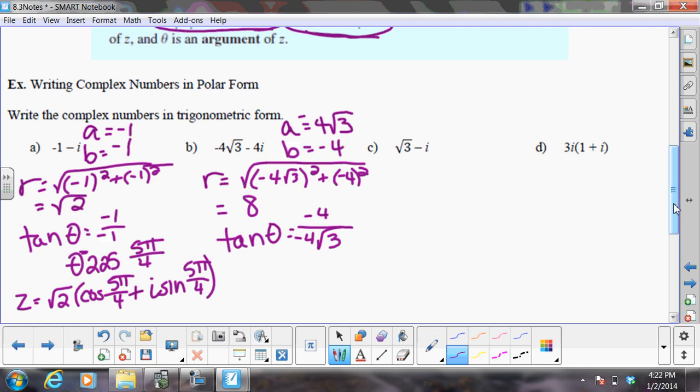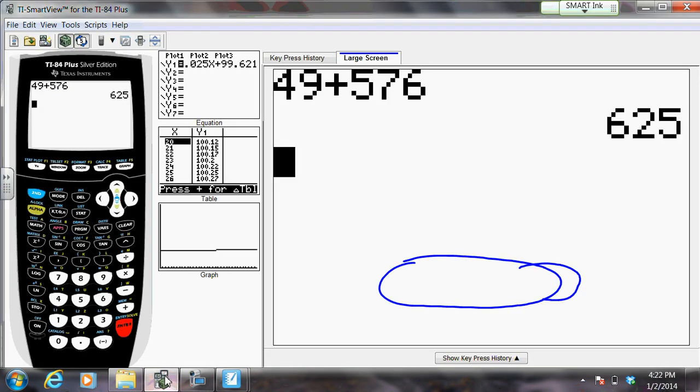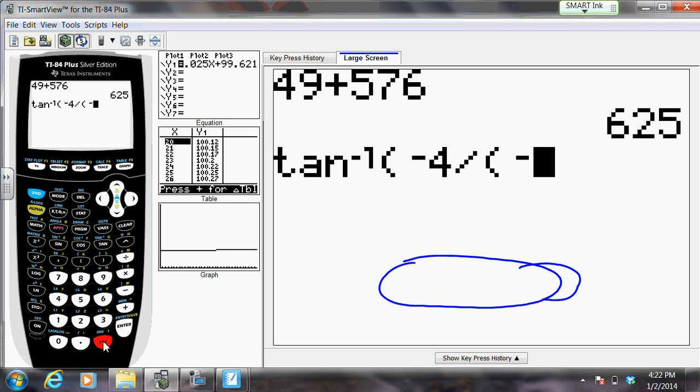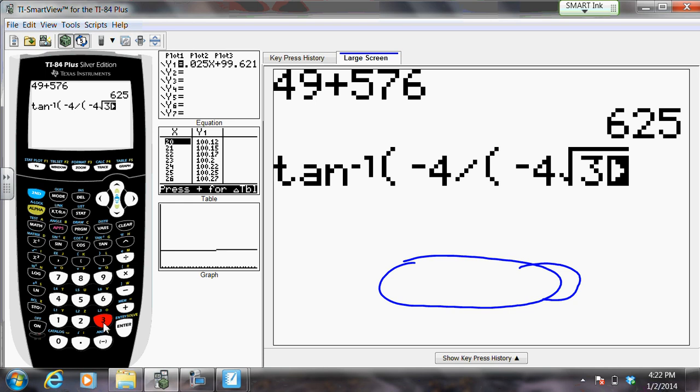We can punch this in the calculator if you'd like. It is a perfect second tan, -4 divided by parentheses -4 square root 3. Is that right? Parentheses. Oh, 30.